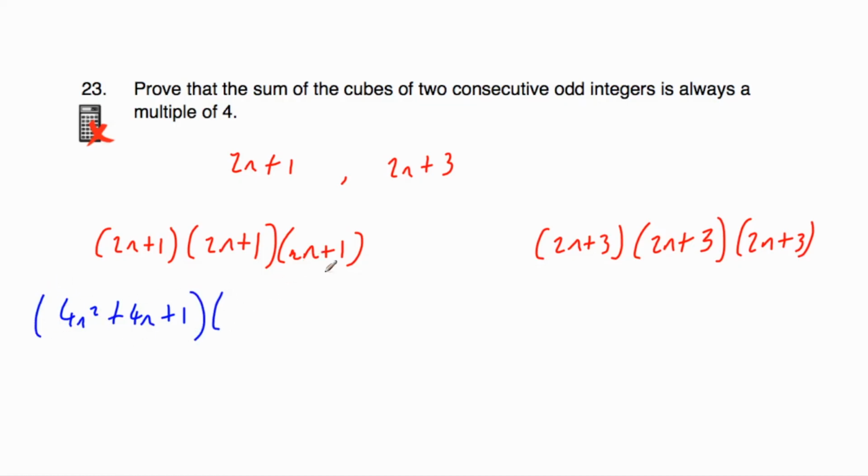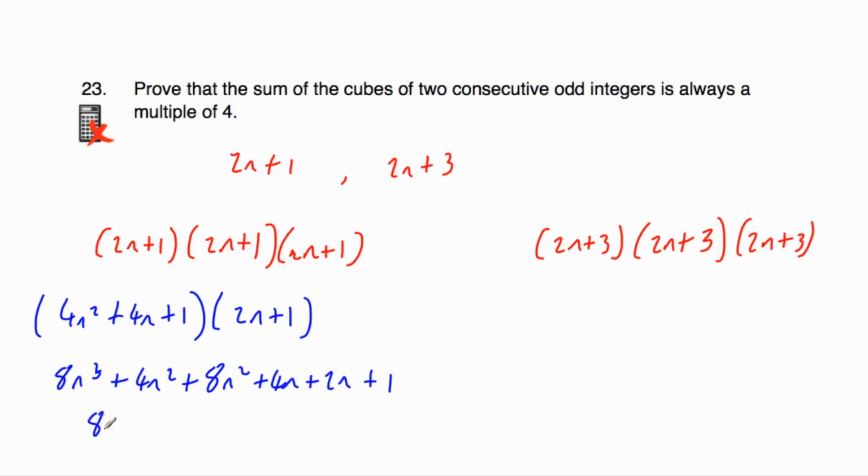And we're going to need to multiply that by 2n plus 1. Multiplying this, we multiply the 2n plus 1 by 4n squared, by 4n, and by 1. So 4n squared times 2n will be equal to 8n cubed. 4n squared times 1 will be equal to 4n squared. Now let's move on to our 4n. 4n times 2n would be equal to 8n squared, and 4n times 1 would be plus 4n. Then we've got 1 times 2n, that's plus 2n, and 1 times 1 is plus 1. So now we just need to simplify this. That would give us 8n cubed plus 12n squared plus 6n plus 1.